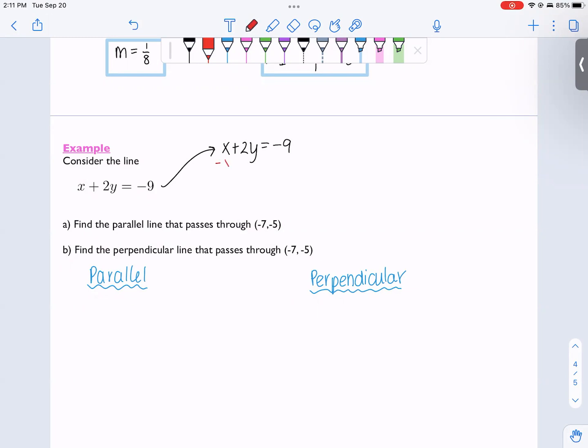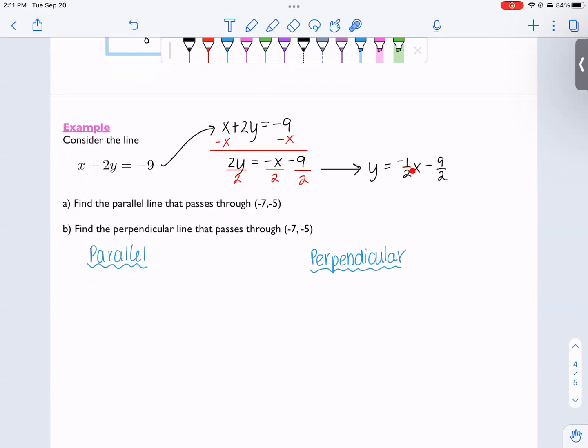So I'm subtracting x on both sides. We get 2y is equal to negative x minus 9. Divide everything by 2. We end up with y equals negative x divided by 2, which is negative 1/2 x minus 9/2. Again, I don't even care about this y-intercept. I could get this number wrong and it wouldn't mean that I would get these problems wrong. So we have y equals negative 1/2 x minus 9/2.